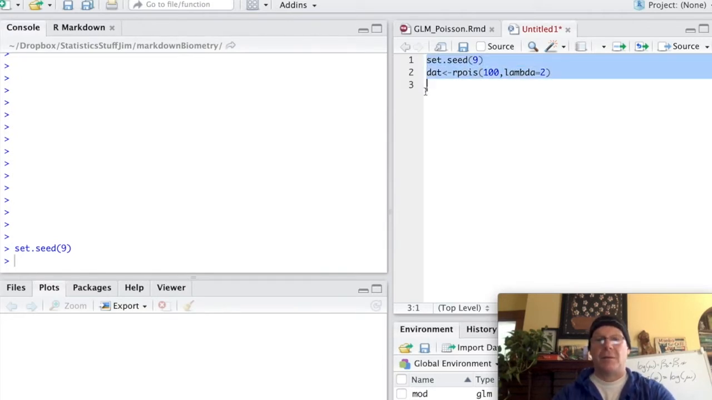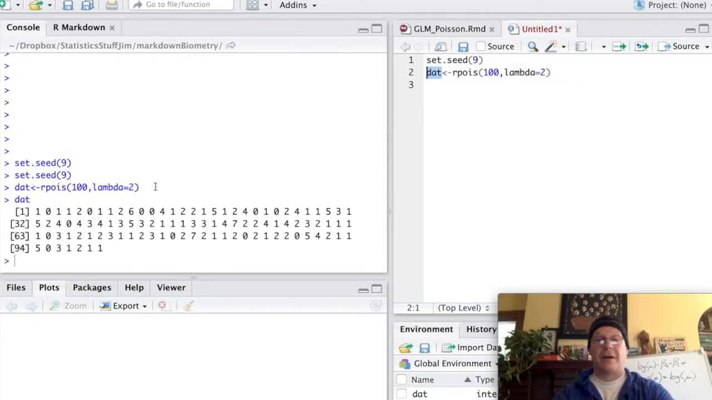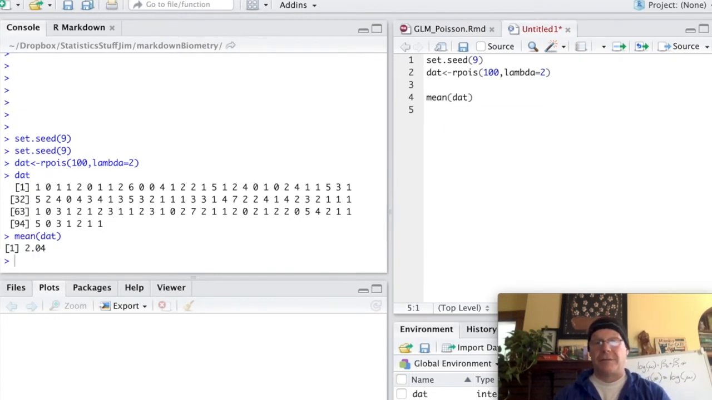So I'm going to go ahead and run that. And there's our 100 random variables drawn from a Poisson distribution. And we know that if we wanted to estimate the parameter lambda based upon those data, all we would do is just take the mean of dat, and that would be our maximum likelihood estimate for the parameter lambda. And again, since we simulated this data, we know that the true population lambda is 2. Based upon our sample of 100 individuals, our maximum likelihood estimate for the parameter lambda is 2.04. And of course, the law of large numbers would apply here. If we took thousands of samples, we'd get closer and closer to that true value of 2.